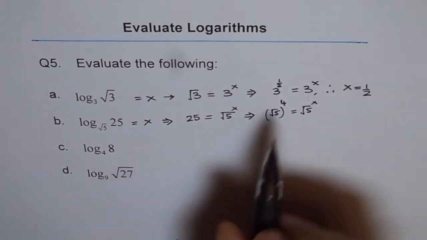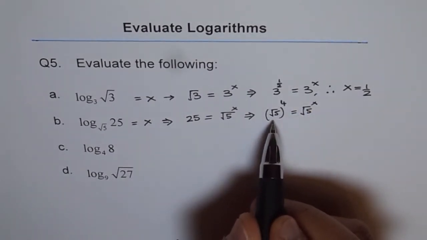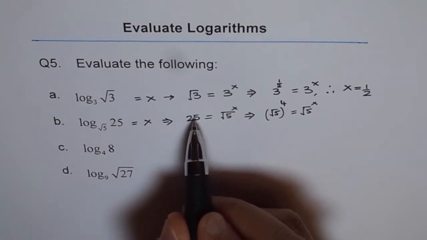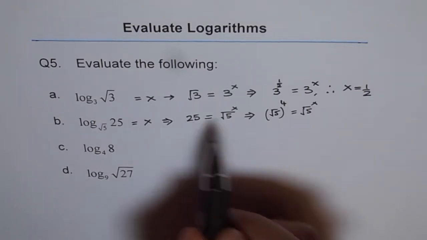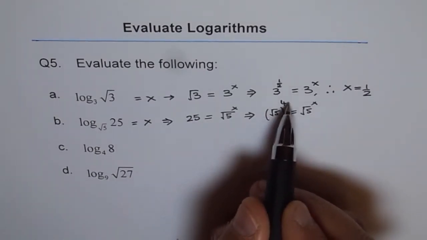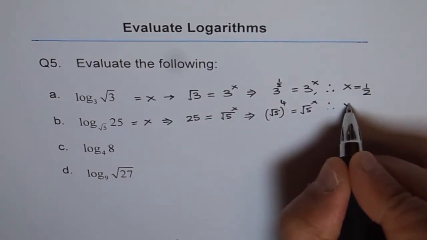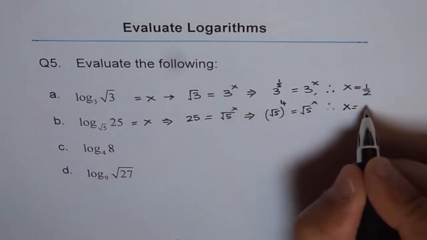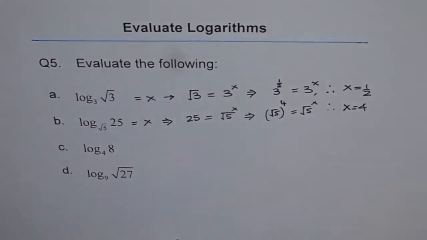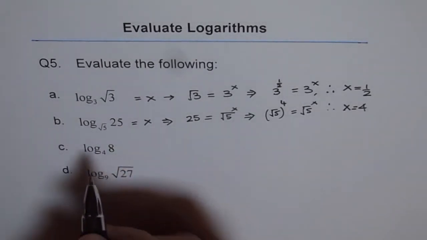Do you see that? Did you understand this step? 5 square is 25, but 5 could be written as square root 5 square. So square times square becomes 4. Now from here we get x is equal to 4. Do you see that? So that is how we are going to solve it, right? So let's go through this process once again.